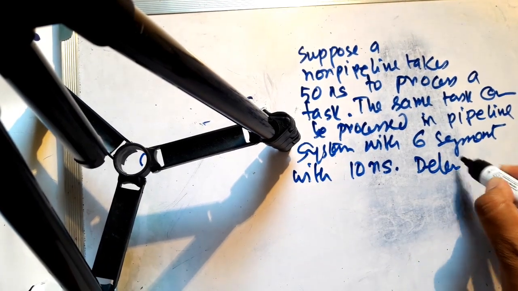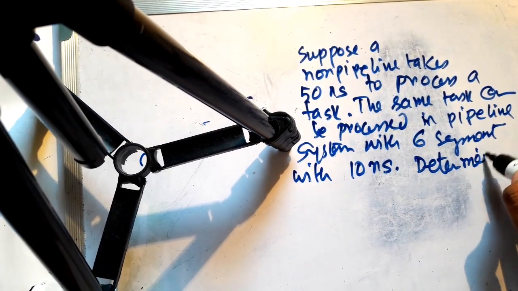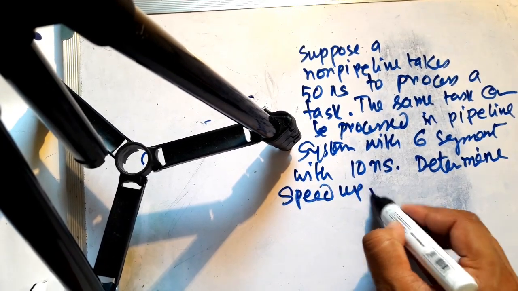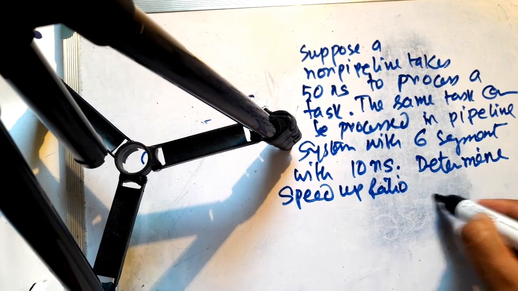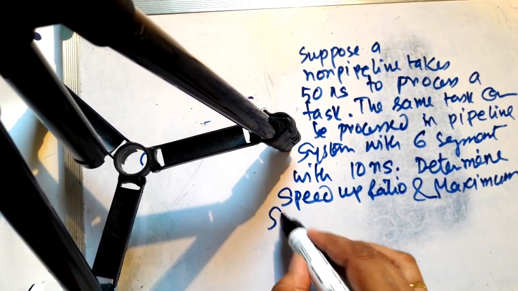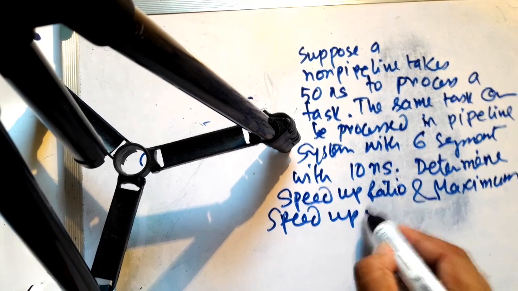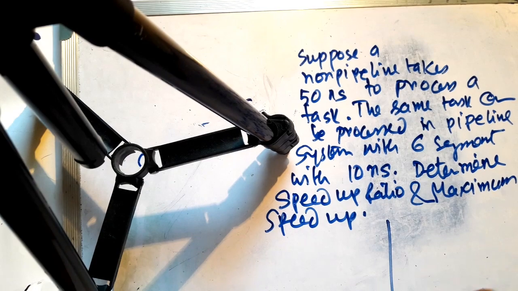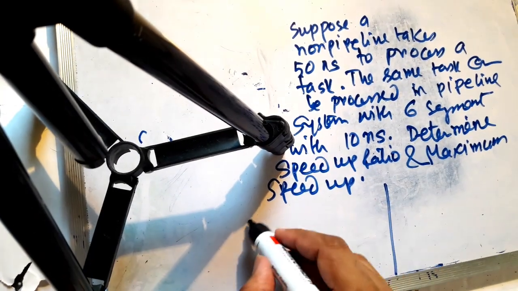Determine the speed up ratio and maximum speed up. This is an important question. So suppose there is a non-pipeline system that takes 50 nanoseconds. We have to calculate the time.